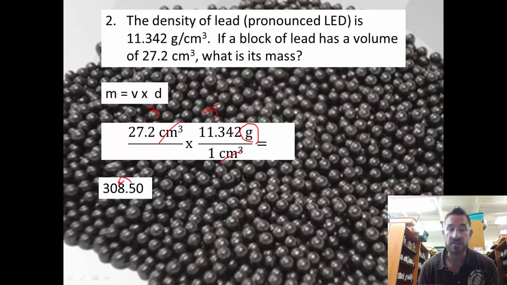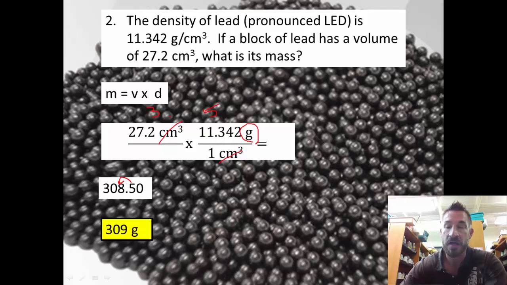And also, this is a good example of how I want you to show your work in this class. I want the formula, if the formula is used. I want the setup with units and show how things cancel. And finally, I want the answer with the correct units and the correct number of significant figures. So your final answer written correctly would be 309 grams.